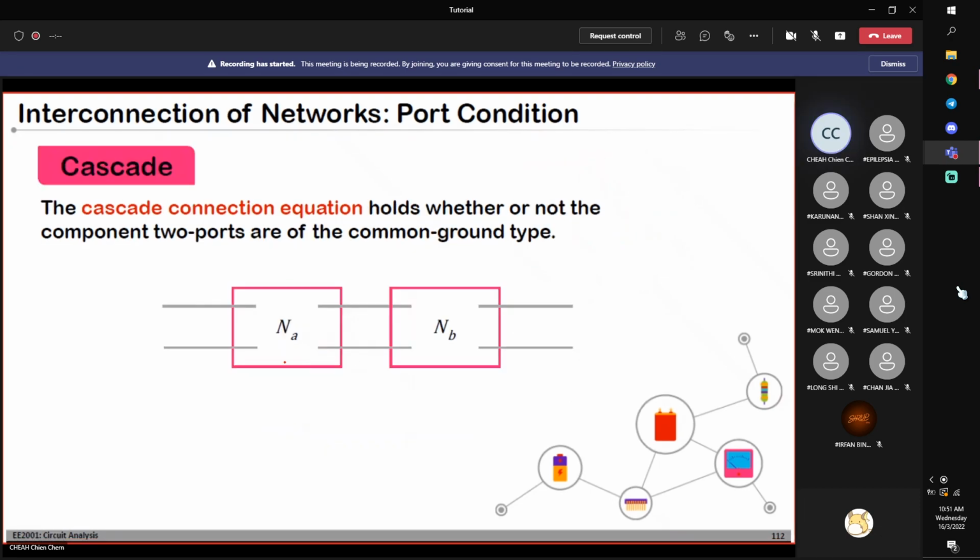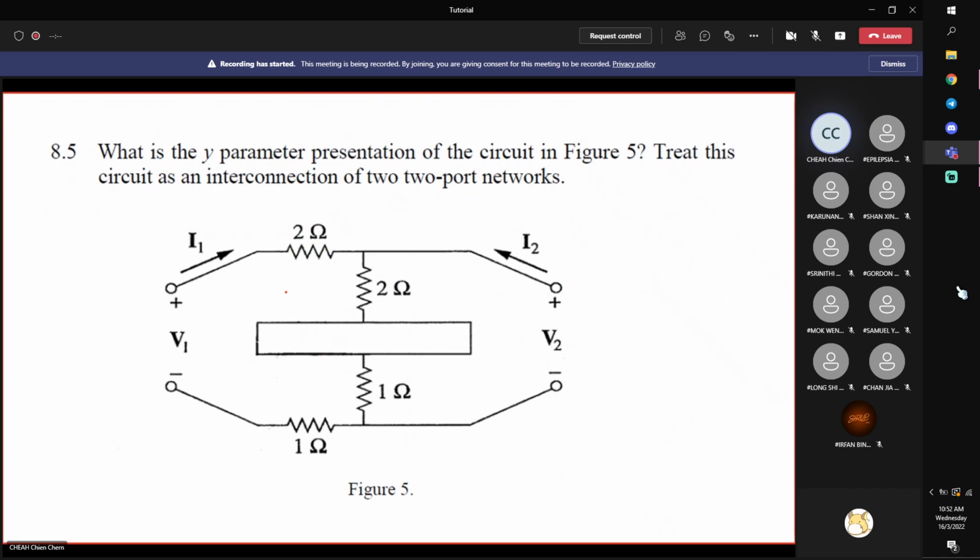A cascade, notice that there are no assumptions on common ground, right? If you look at your notes carefully, there are no assumptions on common ground, because it holds whether or not it's on common ground.